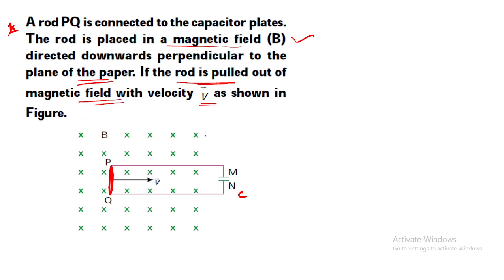Now they will ask you what is the charge polarity on plates M and N. Tell me, positive, negative, how? This rod is actually dragged with a velocity. Yes, I know this is dragged with the velocity, right?